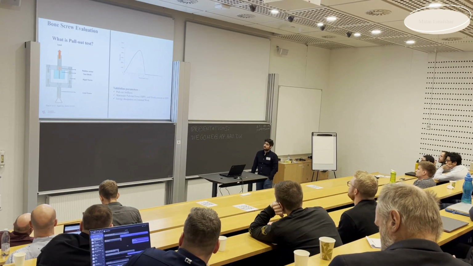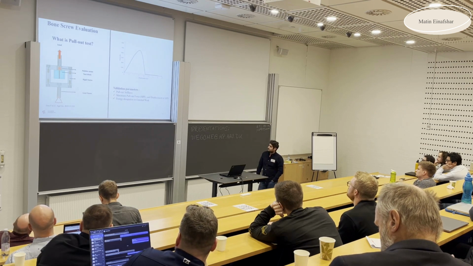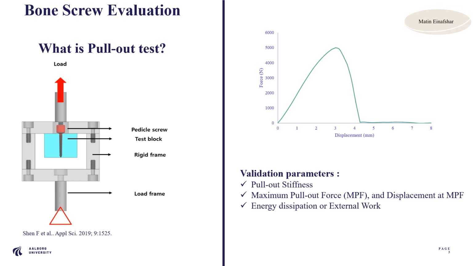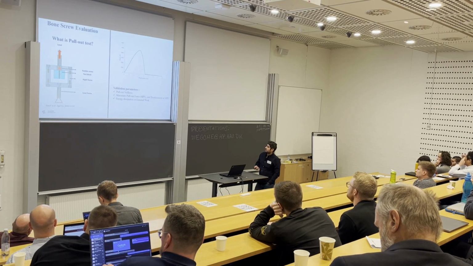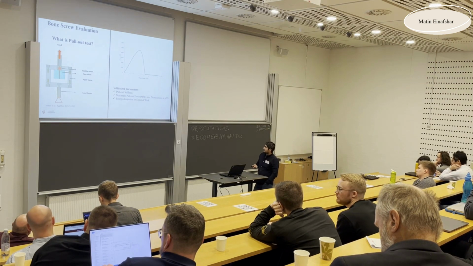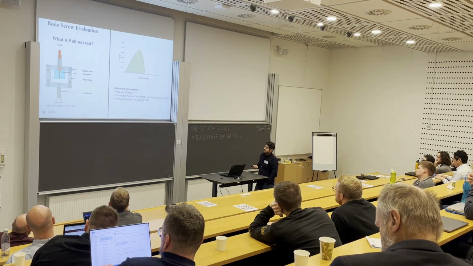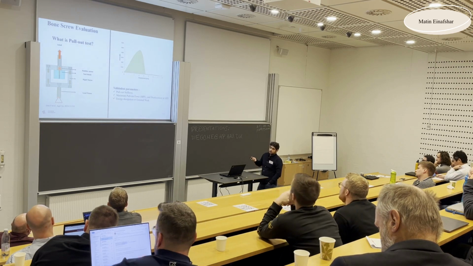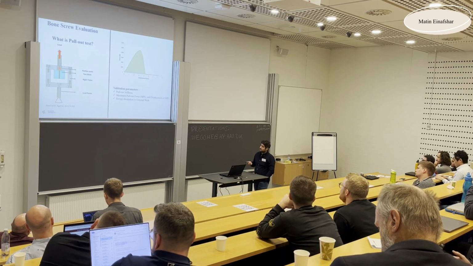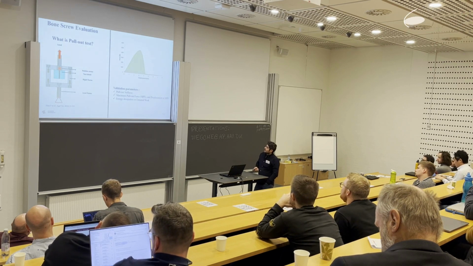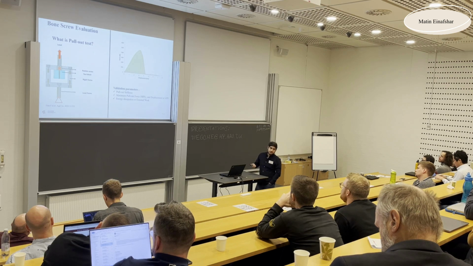There is a wide variety of bone screw evaluation tests. Among them, the pullout test is a very well-known test that researchers and surgeons are interested in. But in a pullout test, what do we do exactly? We pull the bone screw out of the test block or bone, and then we find the relationship between force and displacement of the screw out of the block. So we have the pull-out stiffness, the maximum pull-out force and displacement at this point, and the energy dissipation or external work. The energy dissipation and external work is very important because not only does it include the elastic information about the pull-out test, but also the fracture point or plastic deformation. So these are the parameters that we can incorporate in validation and simulations.